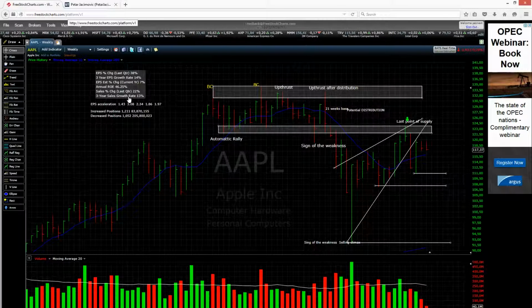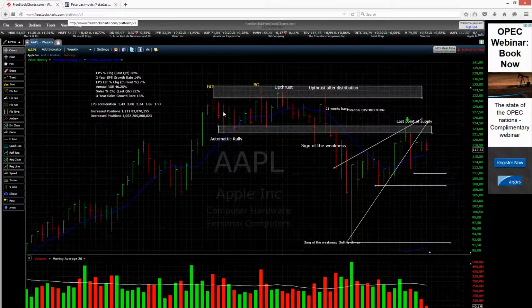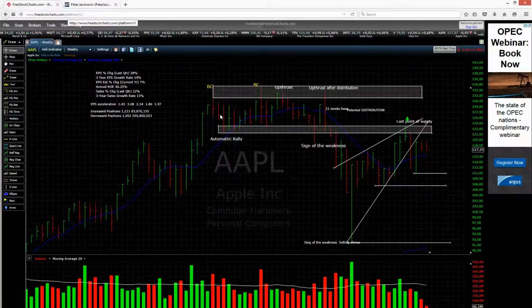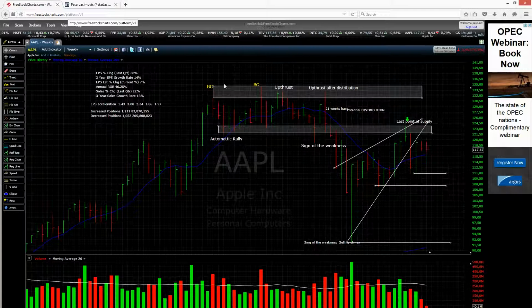Now we get to the technical, which is also not confirming any further buying, because as you can see, we created a strong trading range here. We got some buying climax there. We got the upthrust, according to the Wyckoff analysis. Since I'm doing the Wyckoff analysis, again, I'm a professional analyst.